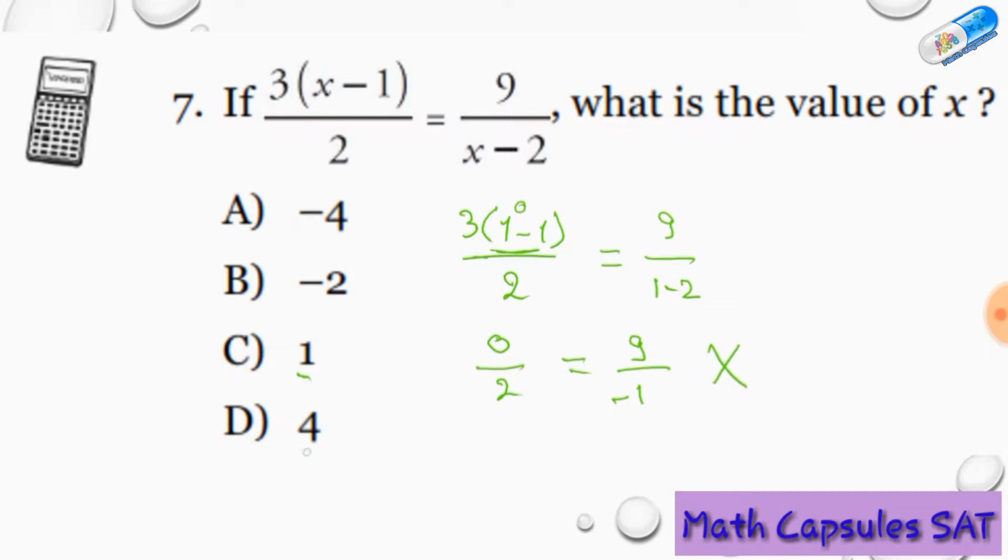So we will try D. If x equals 4, this means 3 times 4 minus 1 over 2. Is it equal to 9 over (4 minus 2)? 4 minus 1 is 3. 3 times 3 is 9. So this would be 9 over 2. Is it equal to 9 over (4 minus 2), which is 2? And of course, this is correct. So the answer is choice D.